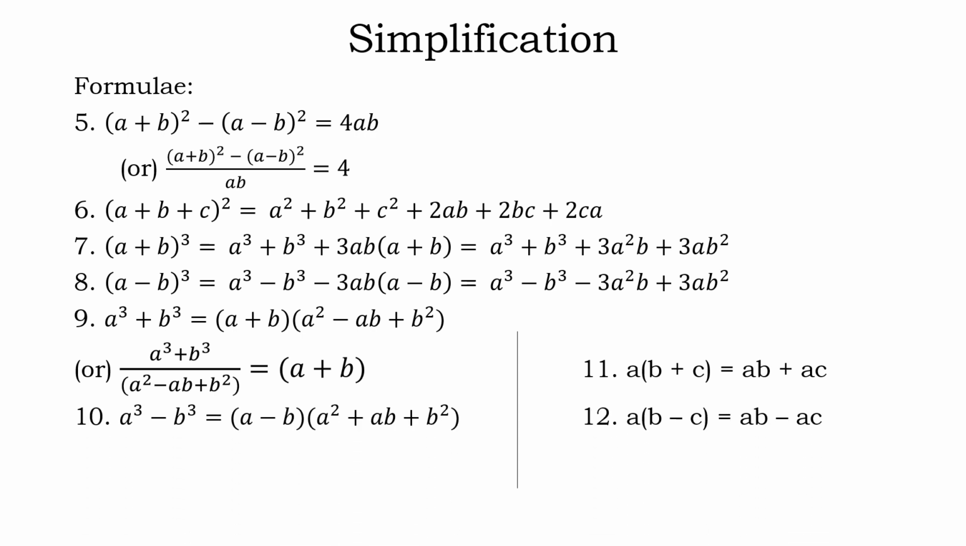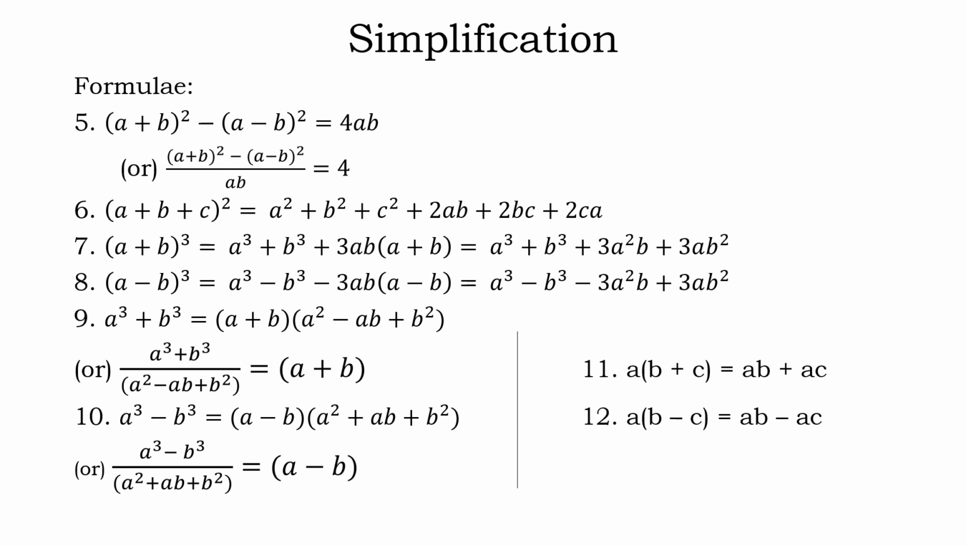Then a cube minus b cube is (a minus b) into (a square plus ab plus b square). In the same way we can write (a cube minus b cube) divided by (a square plus ab plus b square) is equal to a minus b. And two more simple expressions are a into (b plus c) equal to ab plus ac, or vice versa.